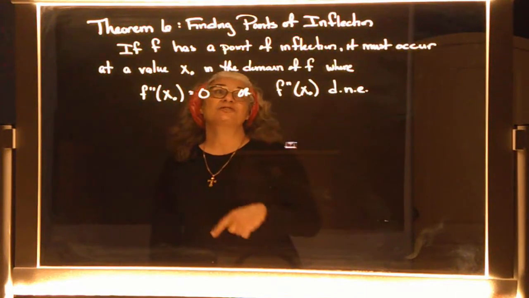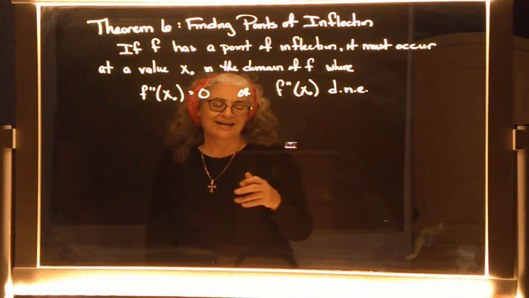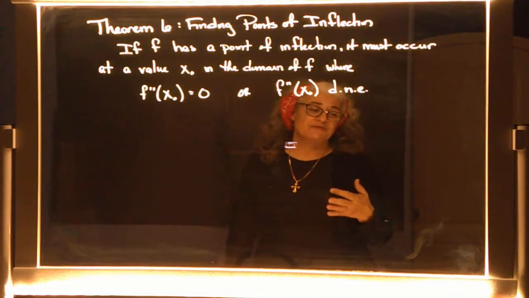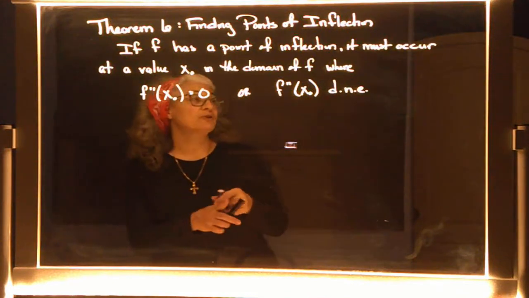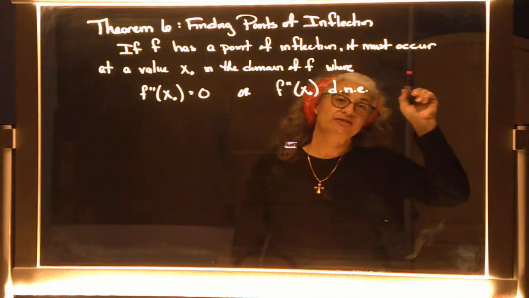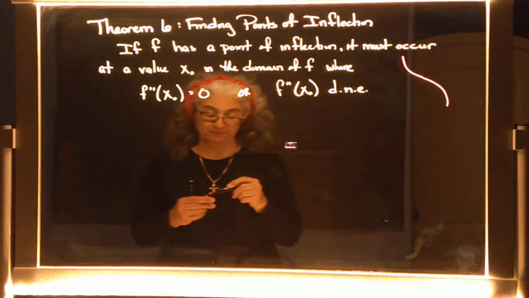Okay, so let's look at theorem number 6. Theorem number 6 is talking about finding points of inflection. And you're like, what does that mean, points of inflection? Okay, so here's the best example I can give you right now. Picture a third-degree graph looking something like this, right?